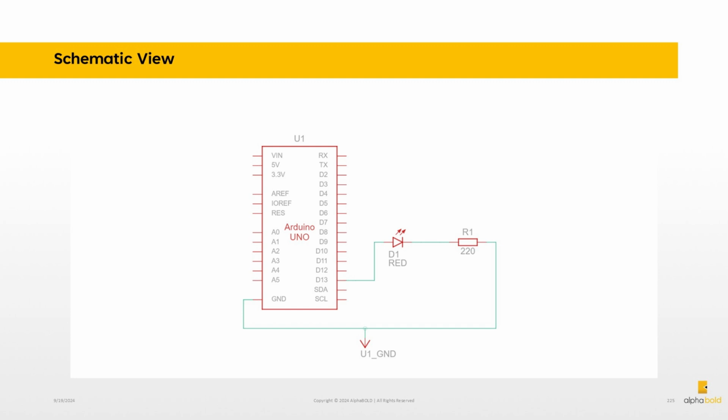When digital pin 13 is set to high by the Arduino, current flows through the resistor and LED, causing it to light up. When the pin is set to low, the current stops and the LED turns off. This is a basic setup often used for testing and demonstrating digital output on Arduino boards, as many boards have an onboard LED connected to pin 13.